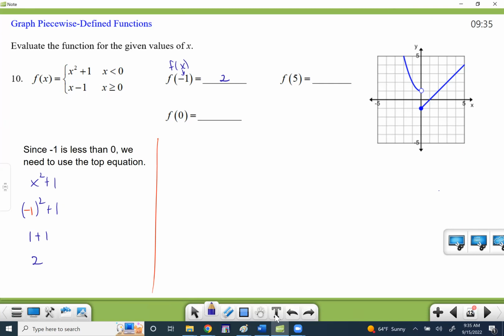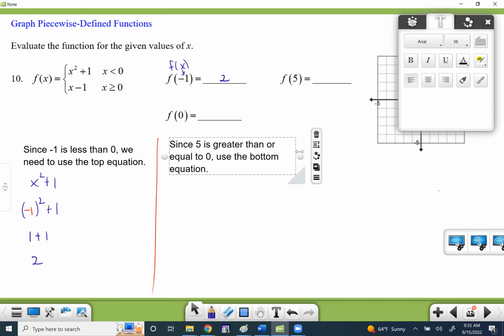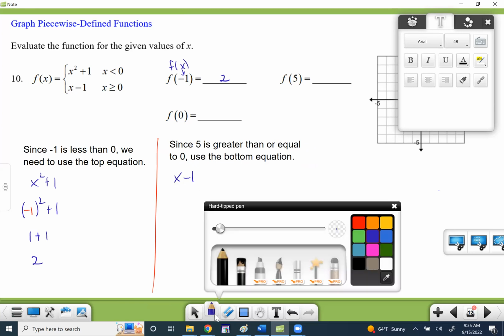Okay, so since 5 is greater than or equal to 0, we'll use the bottom equation for this one. There we go. Okay, so that means we're going to be using x minus 1. So we are going to substitute 5 into that, right? 5 minus 1.